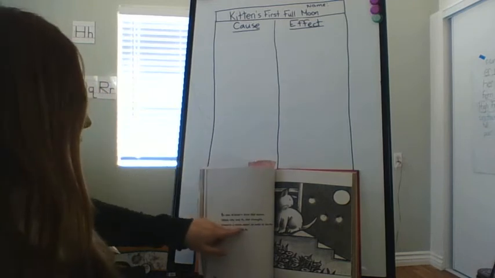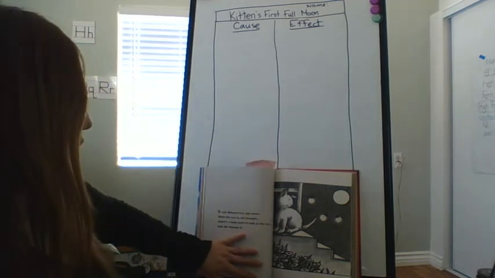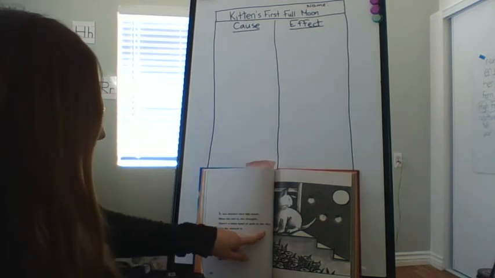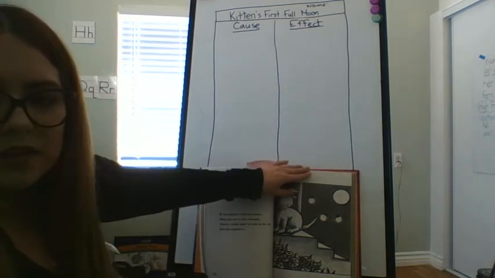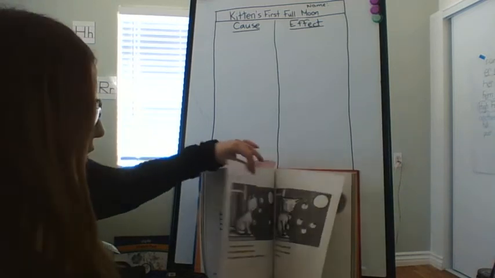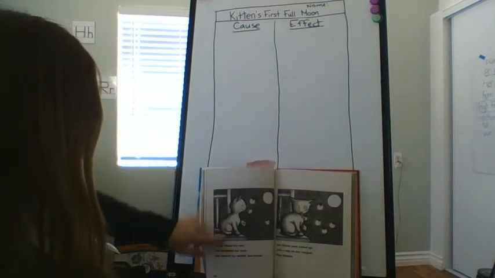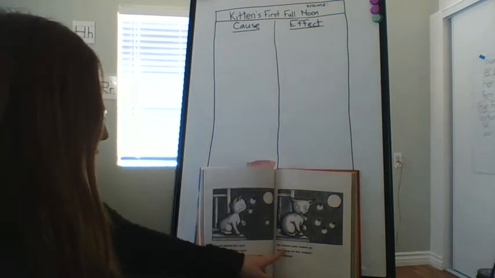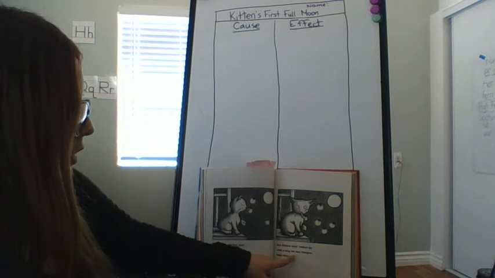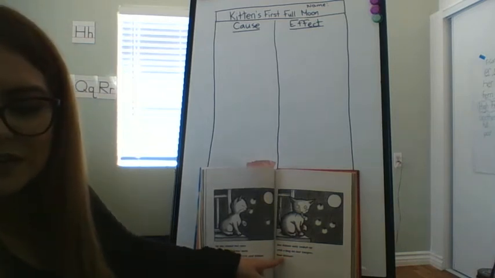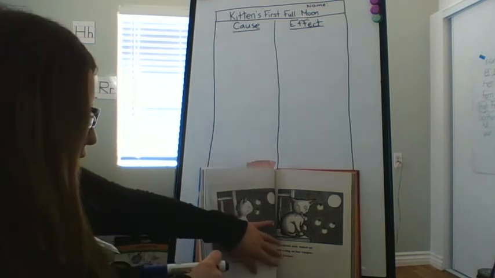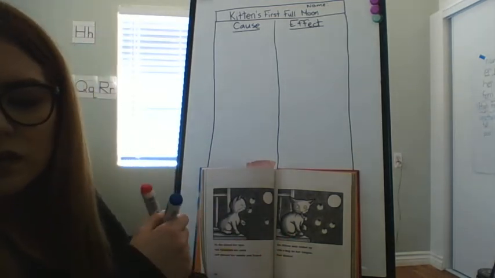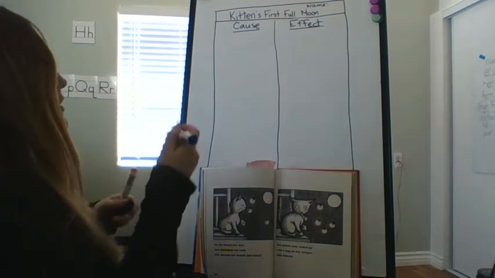In the story, it says, it was Kitten's first full moon. When she saw it, she thought, there's a little bowl of milk in the sky, and she wanted it. So she closed her eyes and stretched her neck and opened her mouth and licked. But Kitten only ended up with a bug on her tongue. Poor Kitten. So there was a cause there. She wanted the bowl of milk in the sky. So she opened her mouth and licked.